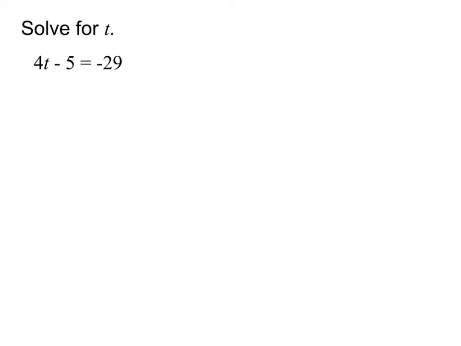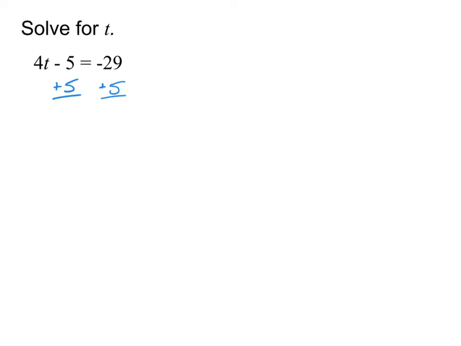So right now it's subtracting 5. In order to undo that, I'm going to add 5. So I add 5 there, and I add 5 there. Remember, we're doing it to both sides of the equal sign.